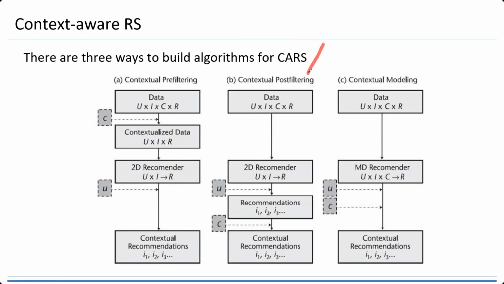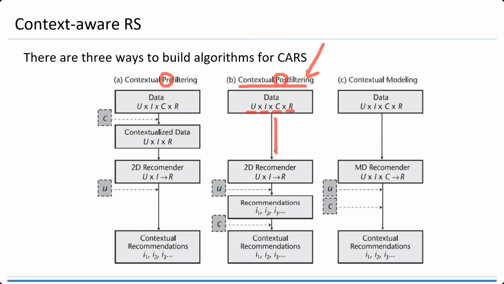The other kind of method is the contextual post filtering. The contextual post, so we call pre. What is pre? Is before. Post, it is after. So the data is the same. We have U, C, I, and R.